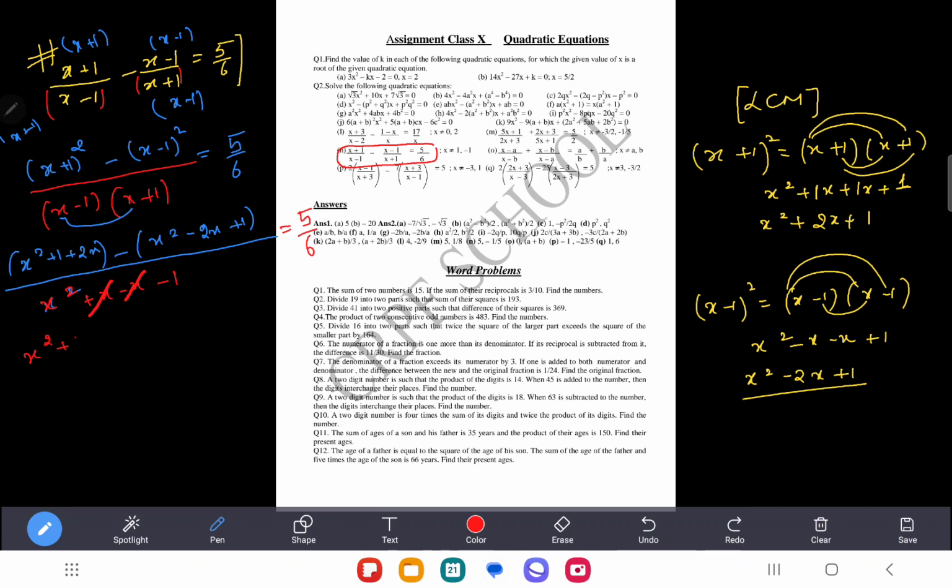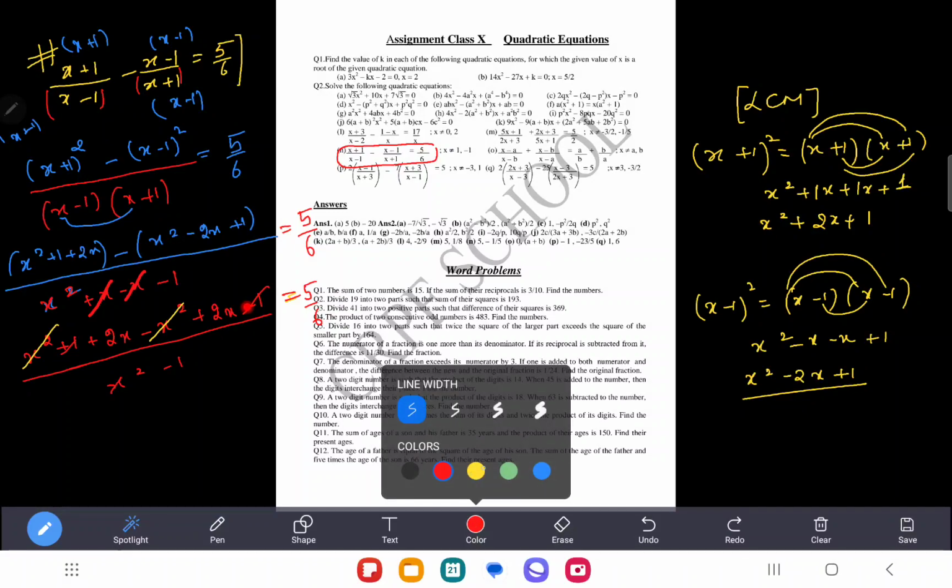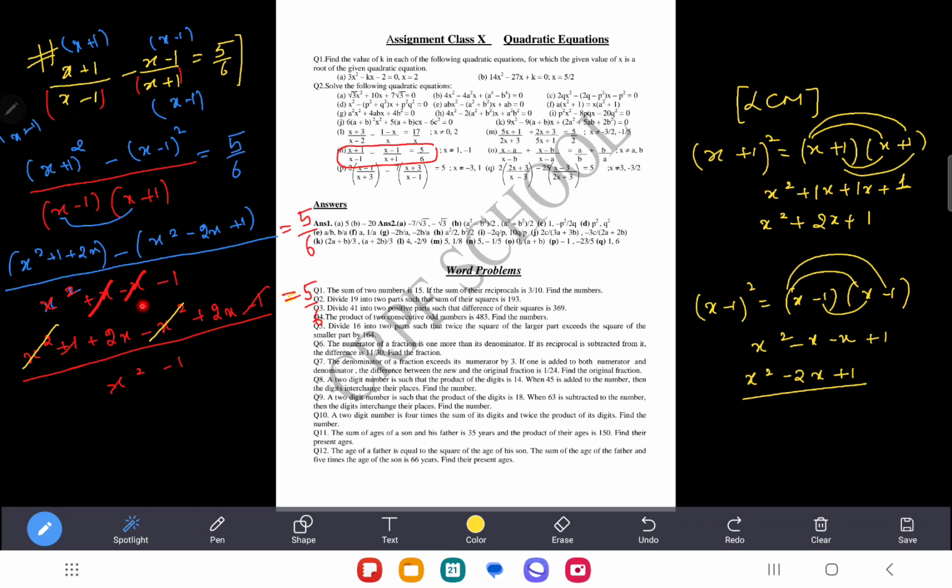And x square plus 1 plus 2x minus x square plus 2x minus 1 over x square minus 1. So do you realize that x square cancels x square, others? And 1 also cancels 1. Because when you take this minus sign inside, the sign changes: minus x square plus 2x minus 1. Understood or not? So at the top it becomes 2x plus 2x, 4x, over x square minus 1. And that is going to be 5 over 6.